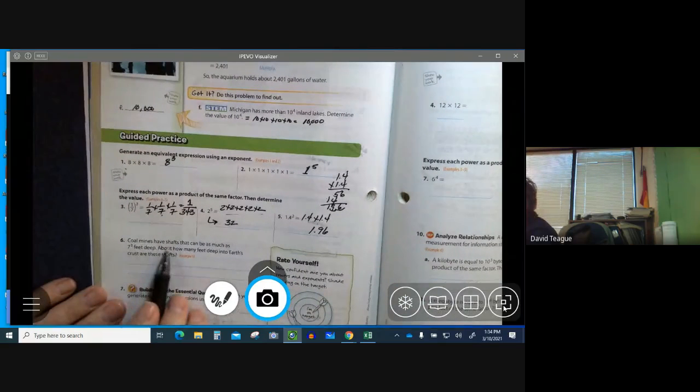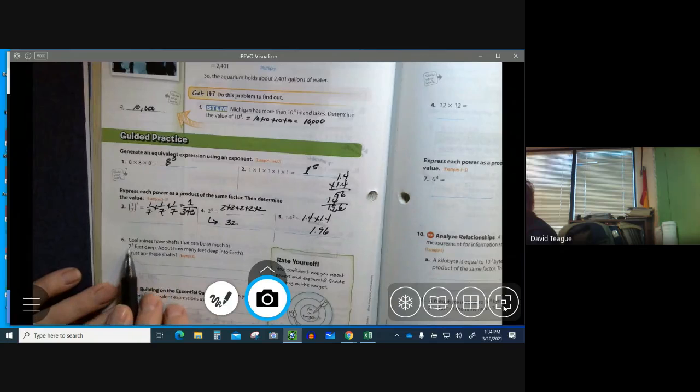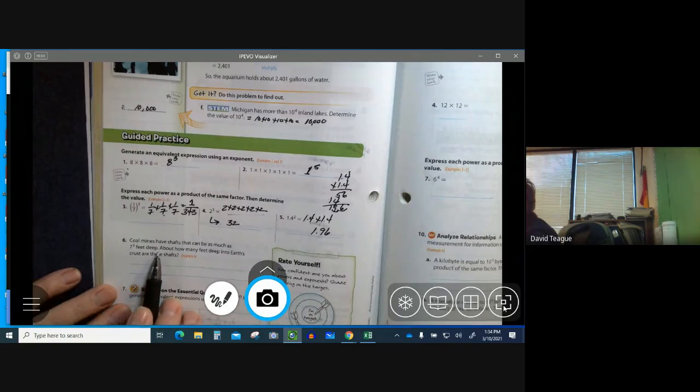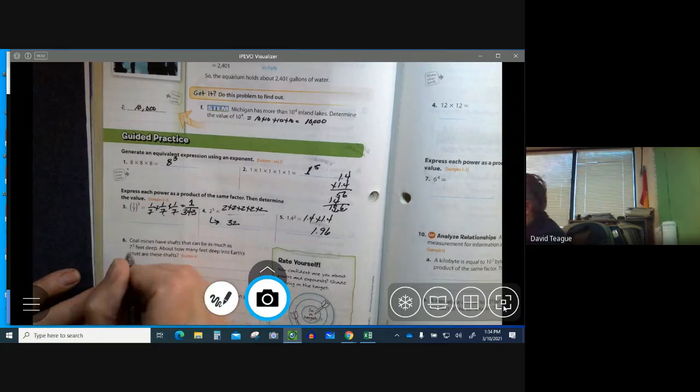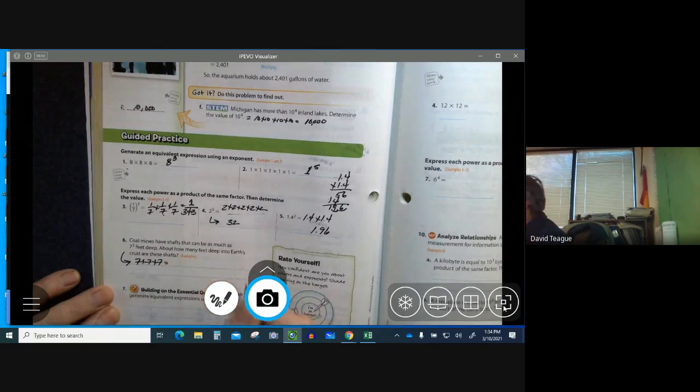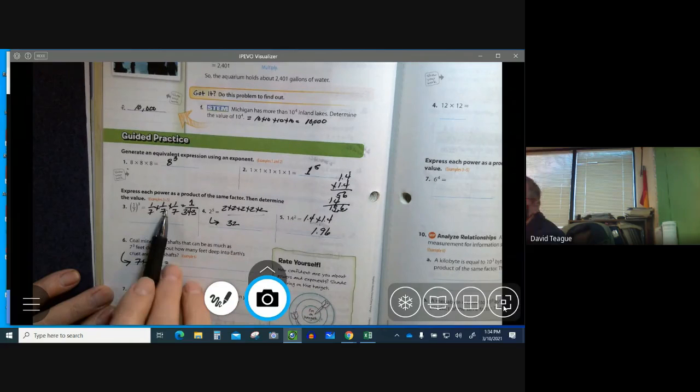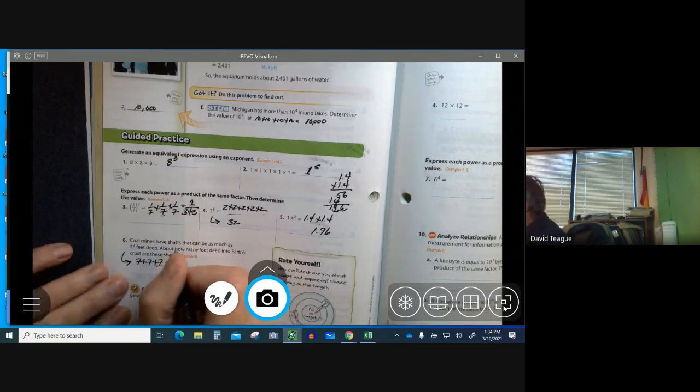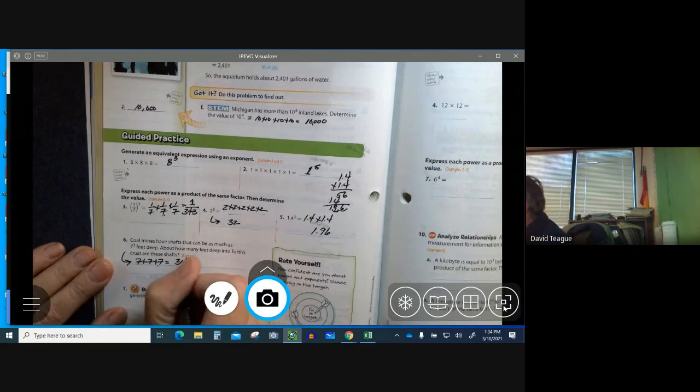Okay, coal mines have shafts that can be as much as 7 to the 3rd power, or 7 cubed, feet deep. About how many feet deep in the Earth's crust are these shafts? So this is the same as 7 times 7 times 7. Well, this looks real familiar to this up here. 7 times 7 is 49. 49 times 7 is 343 feet.